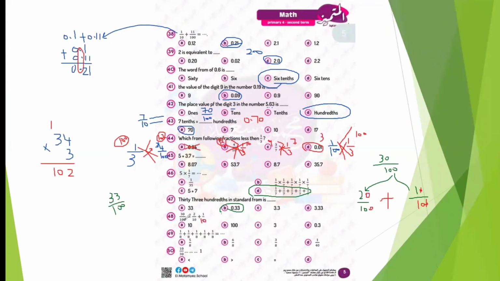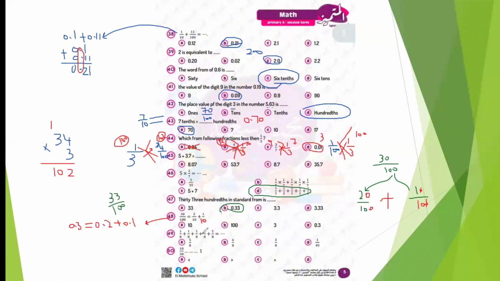Or by another method, we can say 30 out of 100 means 0.30. And 0.30, I can write it as 0.3. And this equals 0.2 plus 0.1.